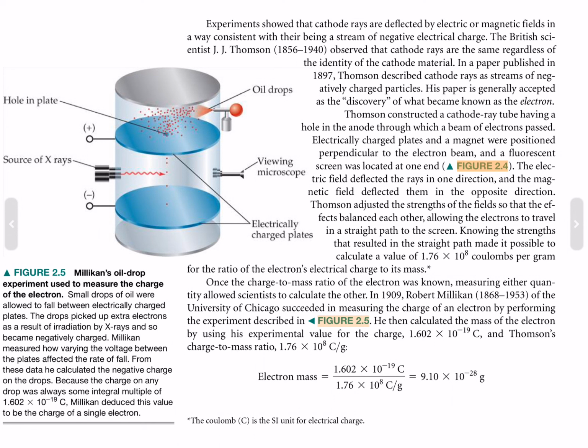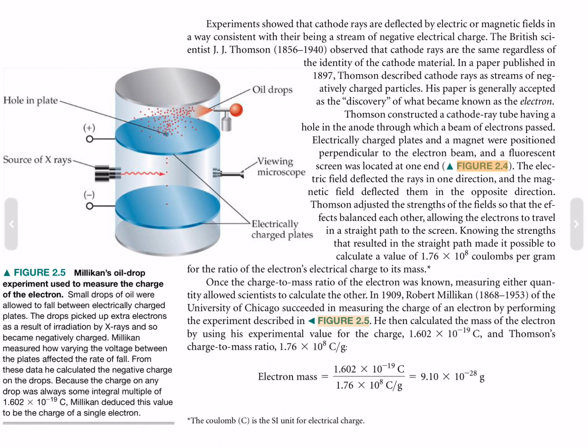Thomson constructed a cathode ray tube having a hole in the anode through which a beam of electrons passed. Electrically charged plates and a magnet were positioned perpendicular to the electron beam, and a fluorescent screen was located at one end. The electric field deflected the rays in one direction, and the magnetic field deflected them in the opposite direction. Thomson adjusted the strengths of the fields so that the effects balanced each other, allowing the electrons to travel in a straight path to the screen.